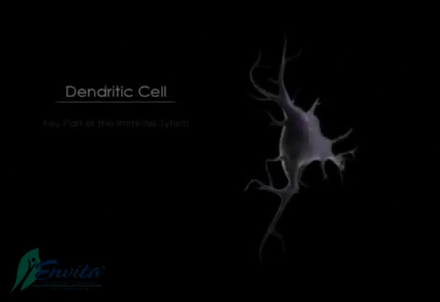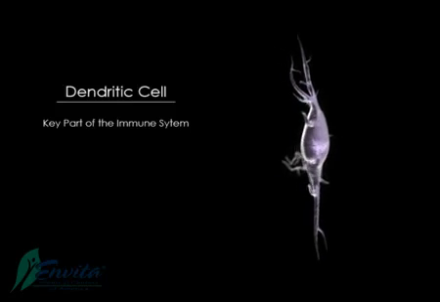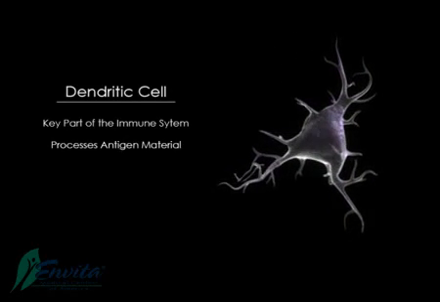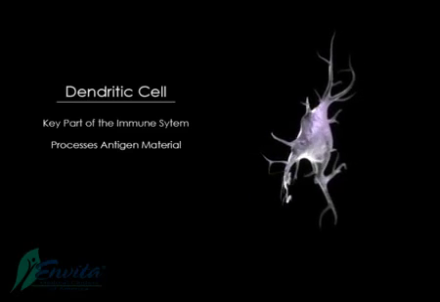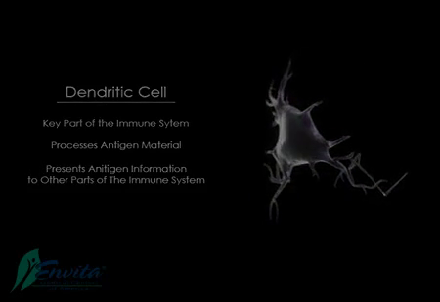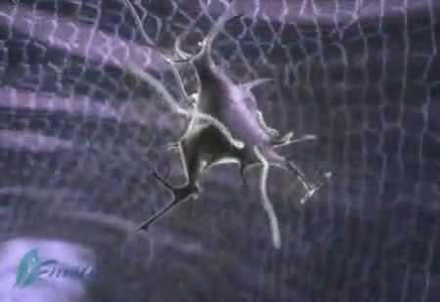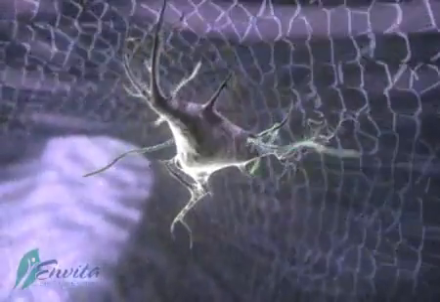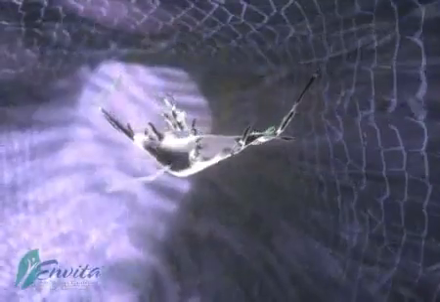The dendritic cell is a key part of the immune system. One of the major functions of the dendritic cell is to process the antigen and present it to other parts of the immune system. This is why the dendritic cell is called the antigen-presenting cell. Once the spirochete enters the human body, it comes into contact with the dendritic cell of the immune system. The spirochete rubs or displaces the antigens onto the dendritic cell.